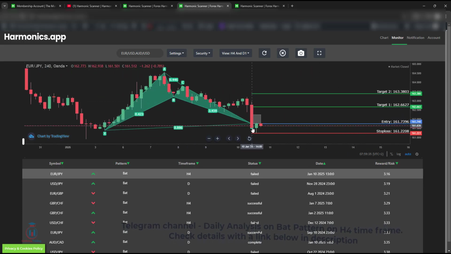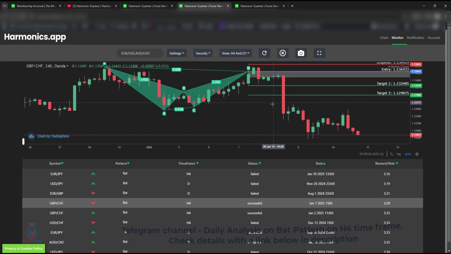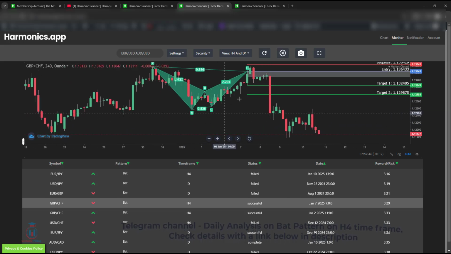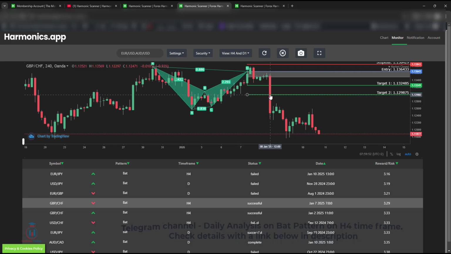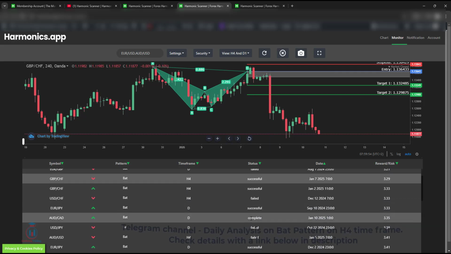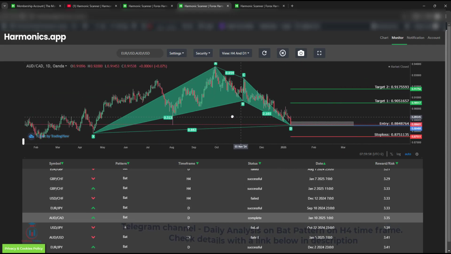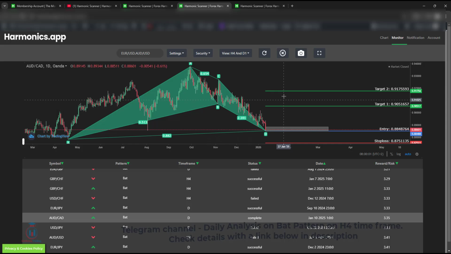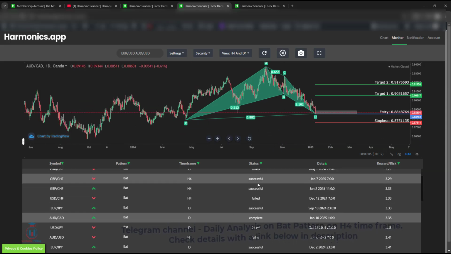We can see that the price has reached the stop loss from the potential reversal zone and the entry level. The successful one was the one that has reached the take profit 2. We can see this is a potential reversal zone, the entry level. The price did not reach a stop loss, but it has reached the take profit 2 level, which is successful. So you have also complete, which means this one is available to trade. The price did not reach the stop loss and did not reach the take profit 2 level. So you can see these inside this one table here.